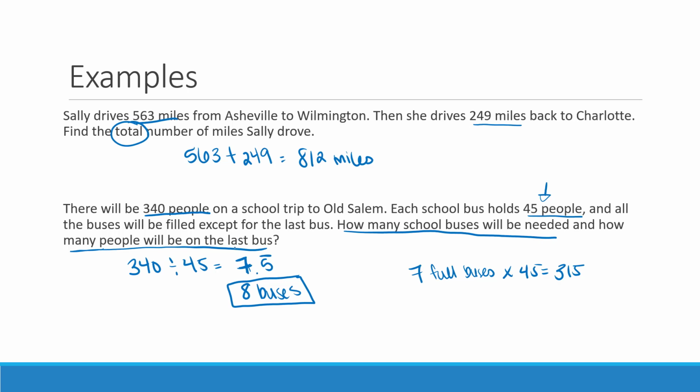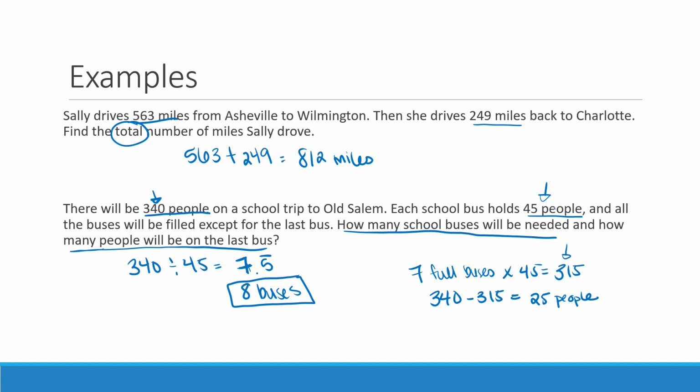Well, how many people are going to be on the last bus? Well, I had 340 people. Now I've got 315 people on the full buses. We basically need to figure out how many people are left over. Think about what that means. Think about what I just said. How many people are left over? That's going to indicate subtraction. So how many people are left over on that last bus? 25 people are going to be on the last bus.